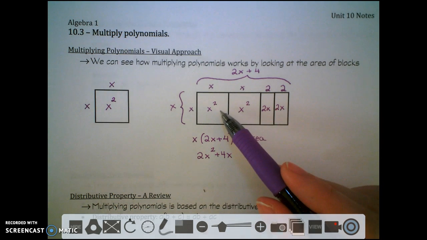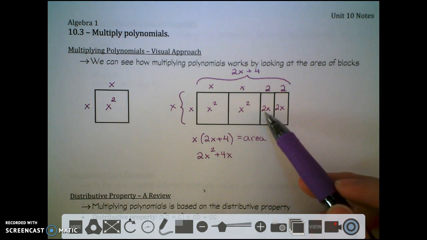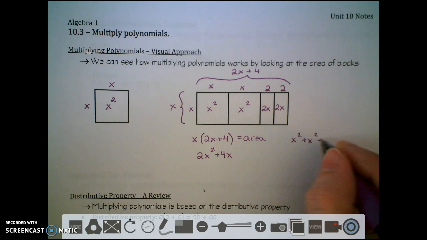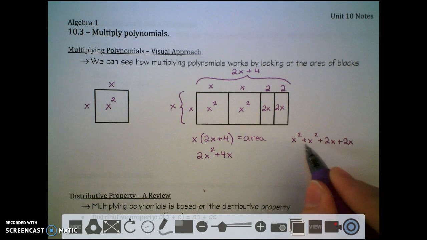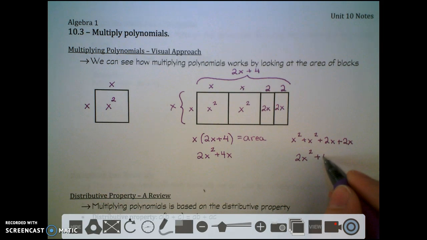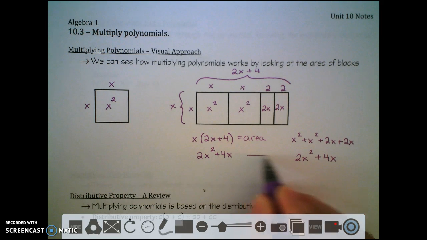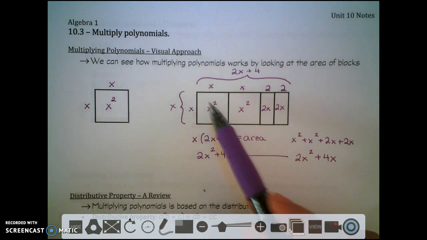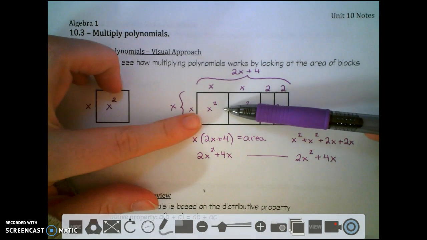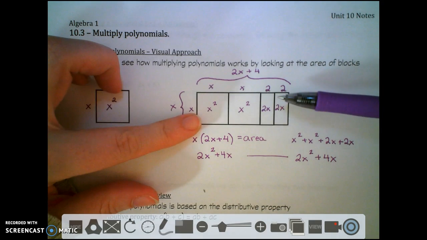If we were to just add up the sum of the areas of the individual parts, we'd have x squared plus x squared plus 2x plus 2x. Well, x squared plus x squared is 2x squared. 2x plus 2x is 4x. So we get the same answer. So we can see how multiplying polynomials works, because what we're doing is finding the area of these spaces that have these as their dimensions.